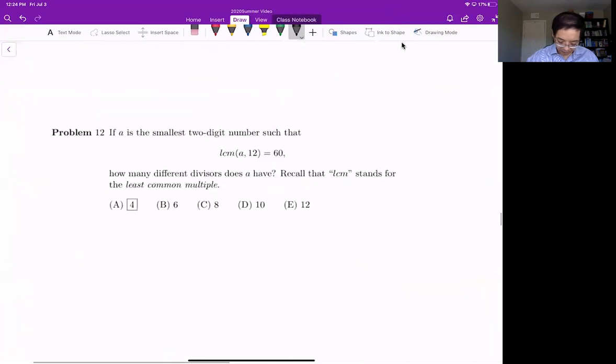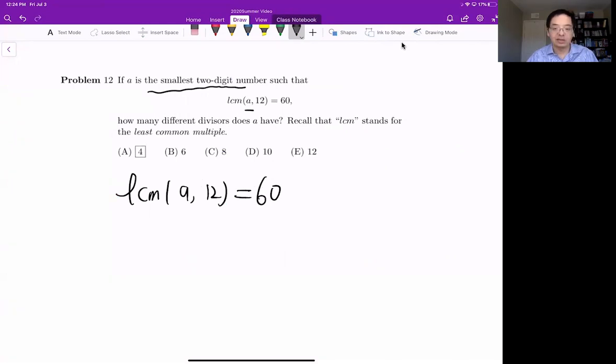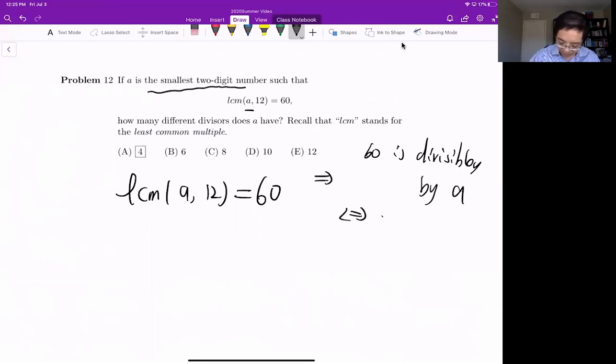Now let's look at problem number 12. A is the smallest 2-digit number such that the LCM of A and 12 equals 60. That means 60 is divisible by A. In other words, A is a factor, the same as saying A is a divisor of 60. So we can look at the divisors of 60.